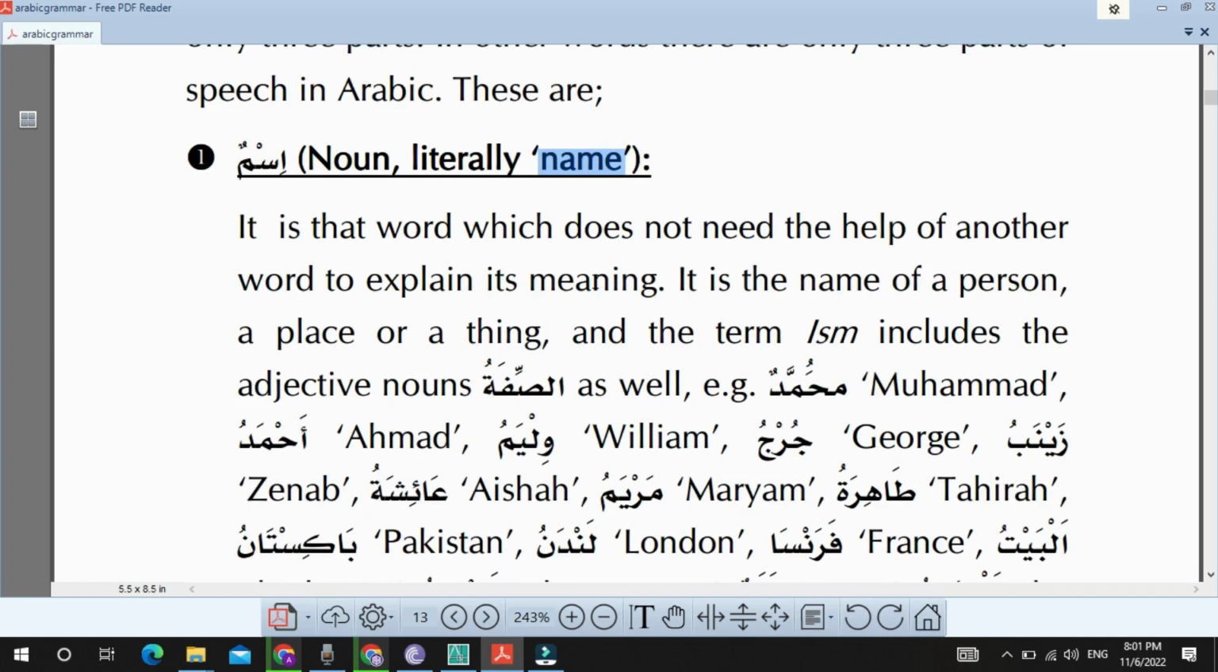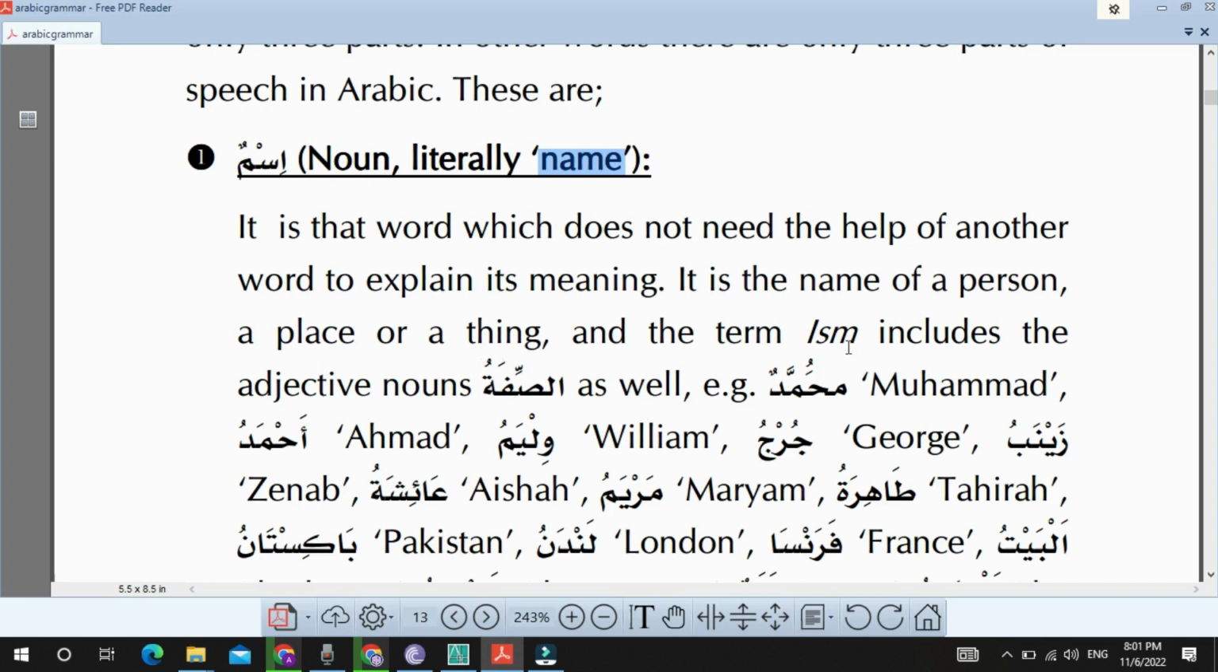The word ism should be very clear in its meaning. It is a very necessary and very important point for ism, for noun. It does not need any other word for the explanation of its meaning. It is the name of a person. Same in English. It is the name of a place. Yes, same in English. And it is the name of a thing.